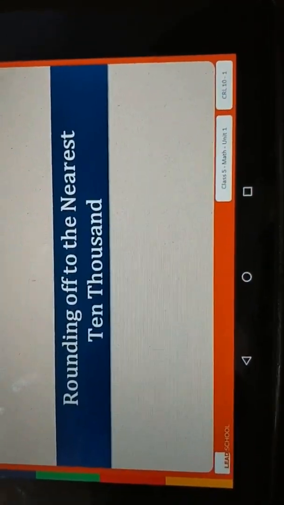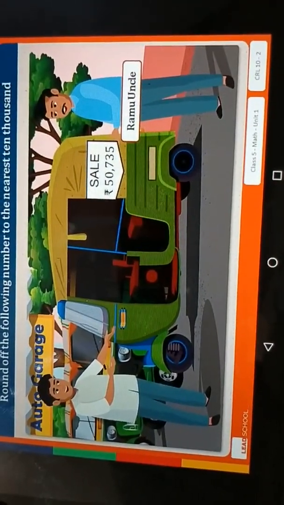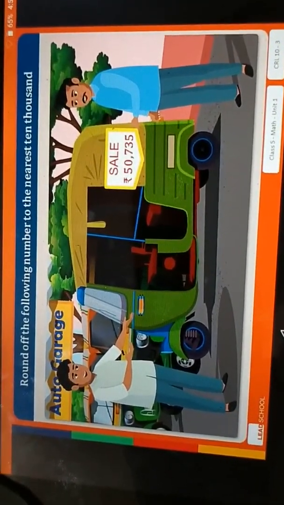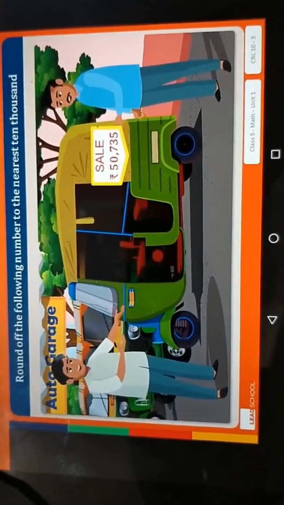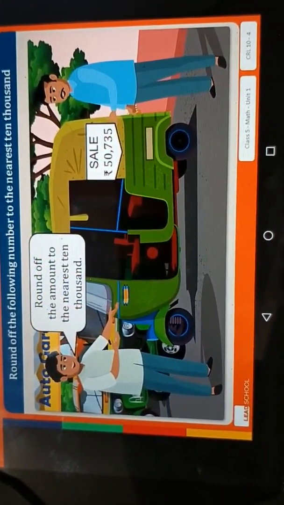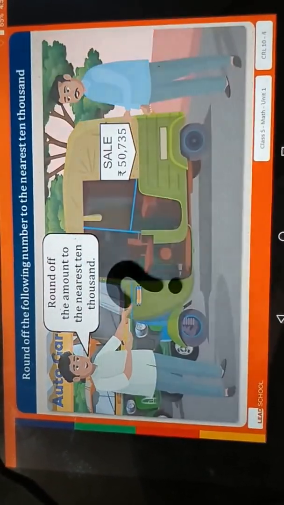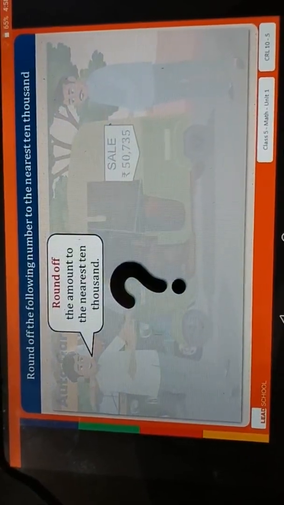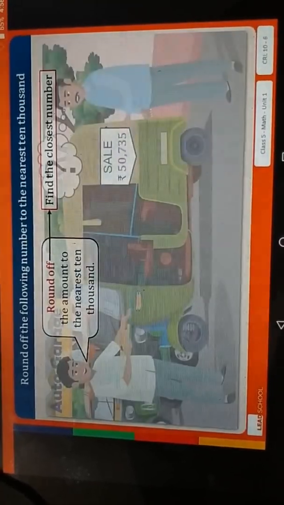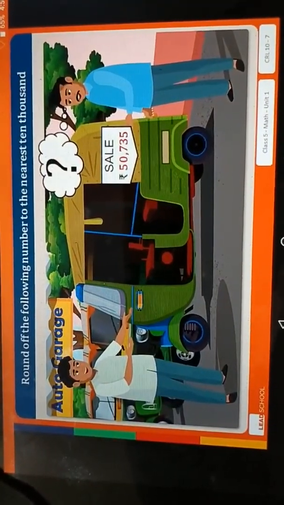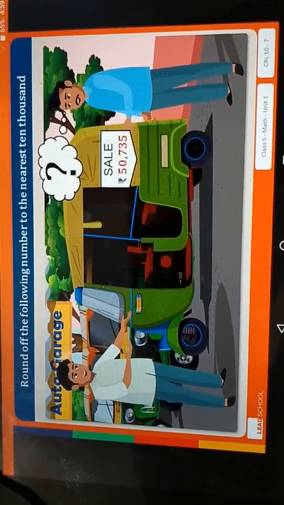Rounding off to the nearest 10,000. Hello friends, meet Ramu uncle. He wants to buy a second-hand auto that costs 50,735 rupees. The owner has asked Ramu uncle to round off the amount to the nearest 10,000 and pay. Now, what does round off mean? Round off means to find the closest number. Let's help Ramu uncle to round off 50,735 to the nearest 10,000.